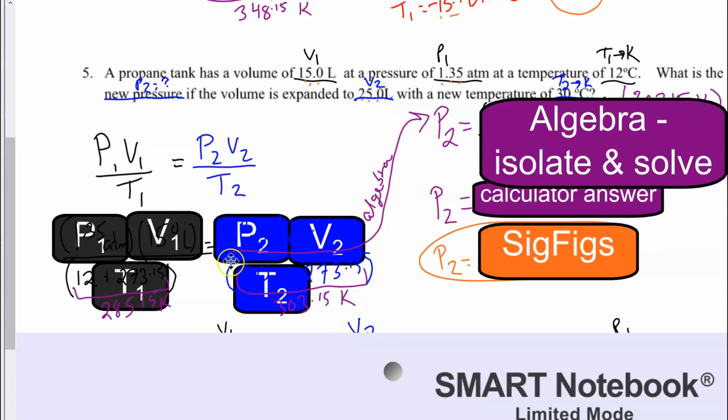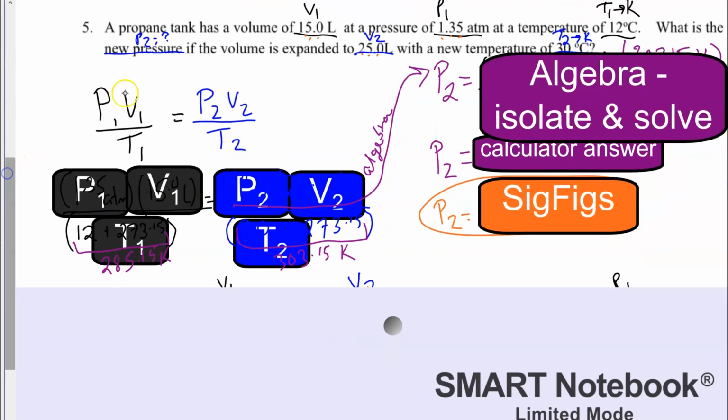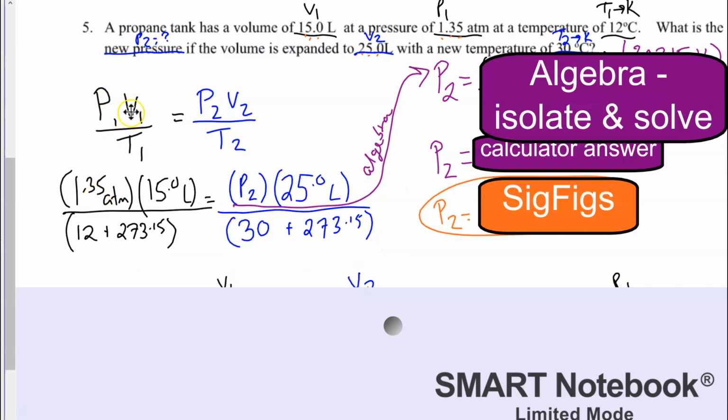Remember, we're going to always start with our initial equation, P1 V1 over T1 equals P2 V2 over T2. We're going to substitute, then we're going to isolate and solve. So let's reveal what all of our substitutions should be in one moment, as soon as my smartboard stops acting. So here, P1, V1, and T1, I showed the work, we're taking 12 Celsius plus 273.15. Then we don't know P2, we do know V2 and T2. Take that 30 Celsius plus 273.15.